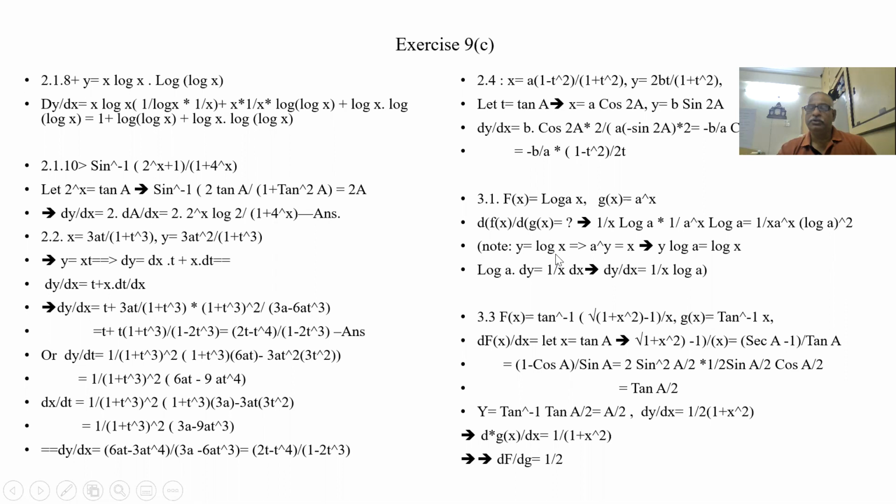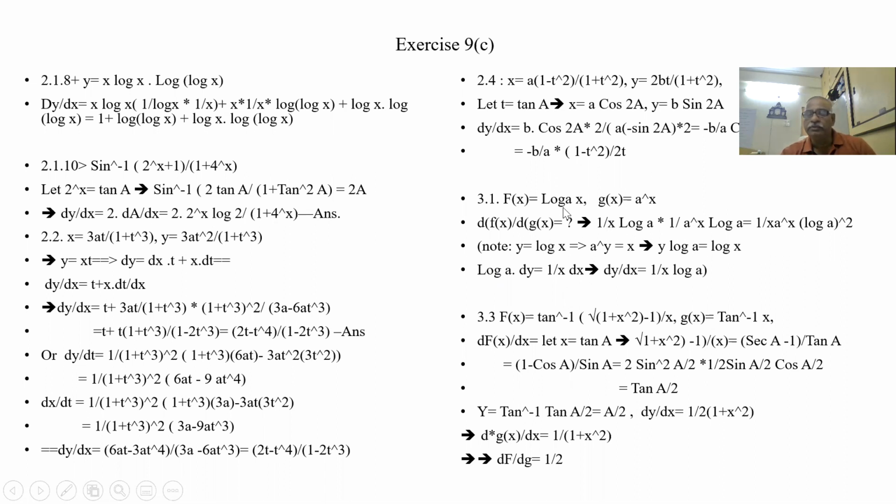Let us see. Y is equal to log x. How did we get log x to base a? Let y is equal to log x to base a. That means a to the power of y is equal to x. If I take logarithm on both sides, y log a is equal to log x. When I differentiate, log a dy is equal to 1 by x dx. So dy by dx is equal to 1 by x log a. That's what I have applied here. Okay, this is how we got it.